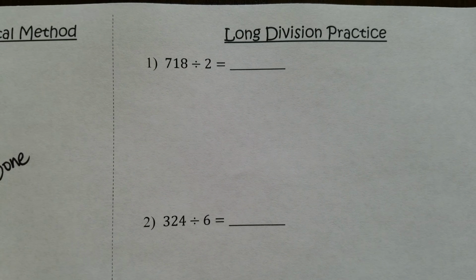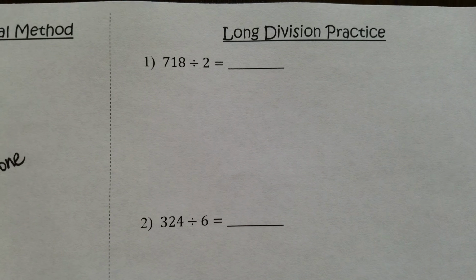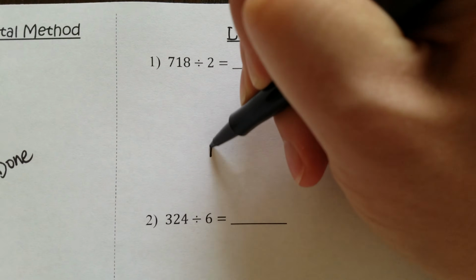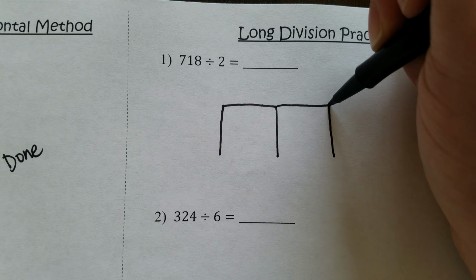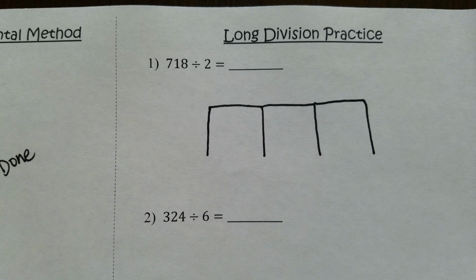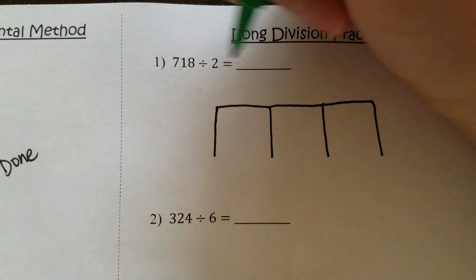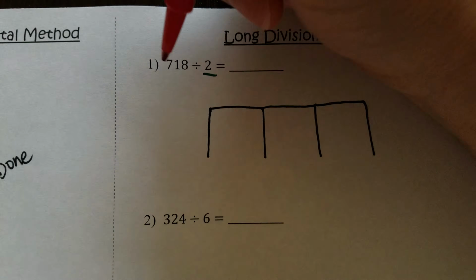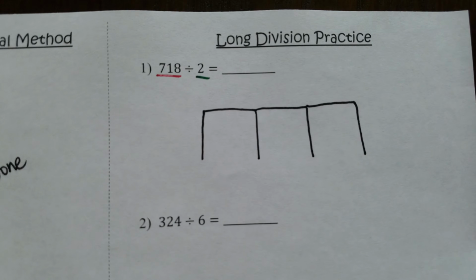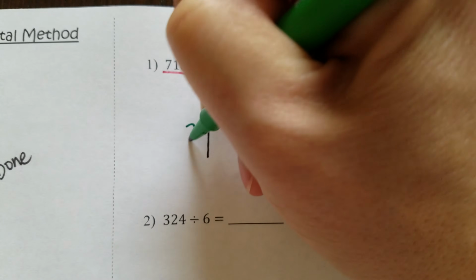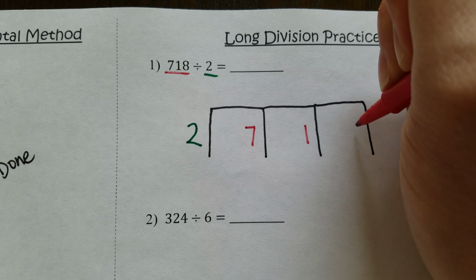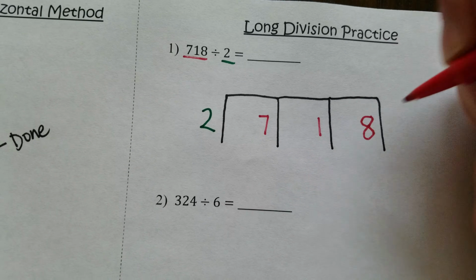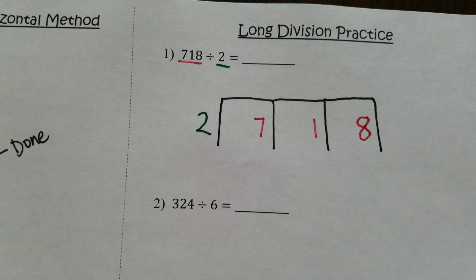Okay, up here on the You Tries, number 1 for our practice, I would like you to set it up, please, and try the problem. So what was your first step? We're using this horizontal model with these upside down boxes, so we need 3 of these because we have 3 numbers for 718. So the 2 goes here, and the 7 goes here, and the 1 goes here, and the 8 goes here.